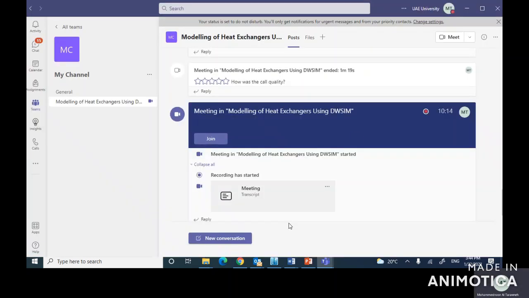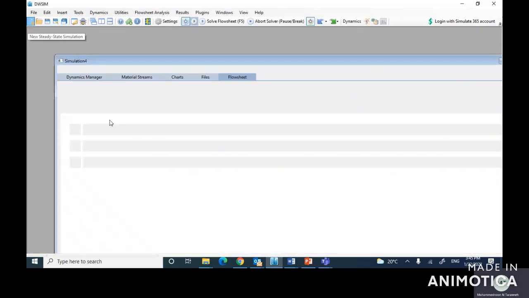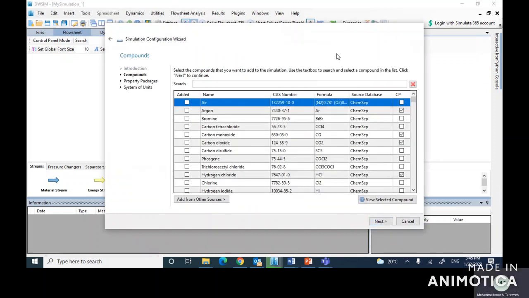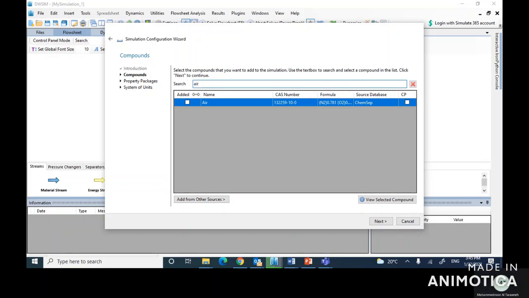Let's go to the software. So this is the DWSIM software. The first step is to open a steady state simulation window. After that we need to choose the compounds. You can either type their names or choose them. We only have air and water in our example. So we have chosen water and air. You have to make sure that you have ticked the box next to air.